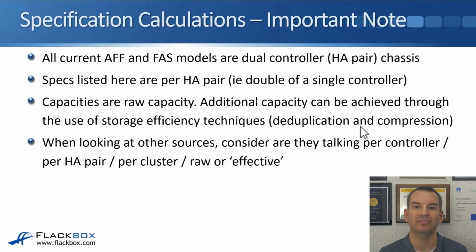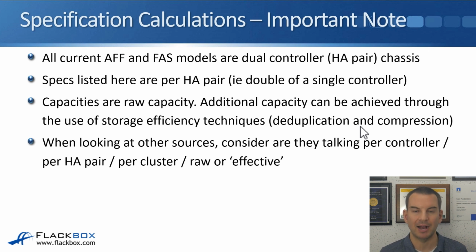All current AFF and FAS models are dual controller, meaning that there's two controllers in the same chassis and they act as an HA pair, high availability pair, for each other. The specifications that I'm going to list in this video are per HA pair, meaning whatever number you see, that is double what you would get with a single controller. The number is for the pair of controllers in the same chassis.